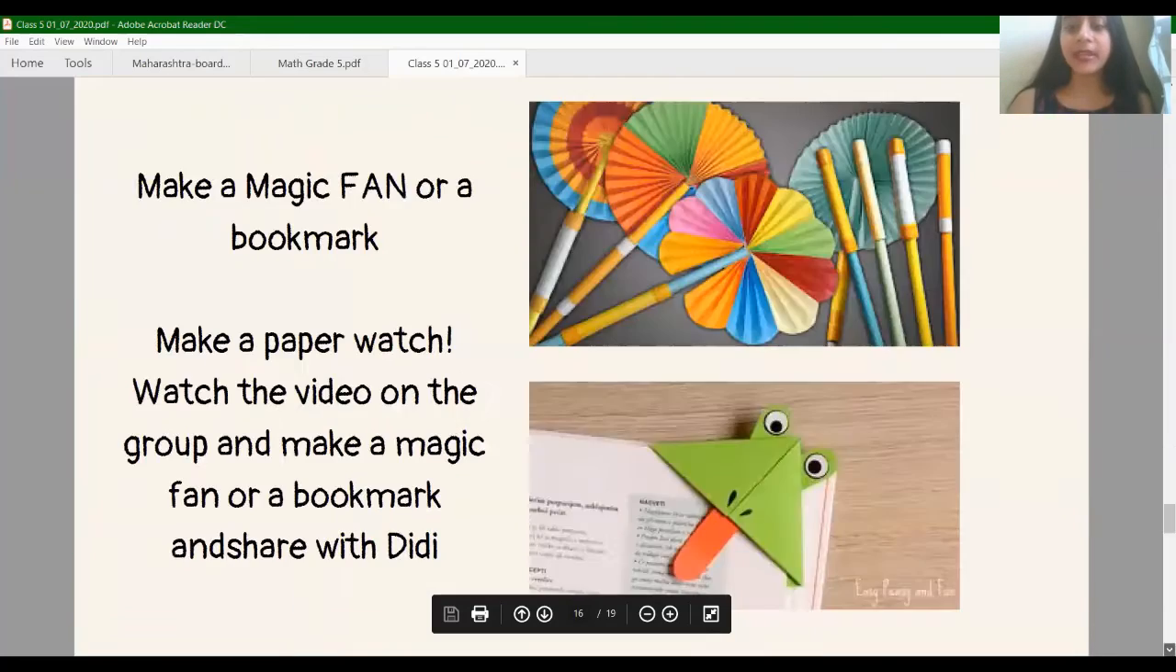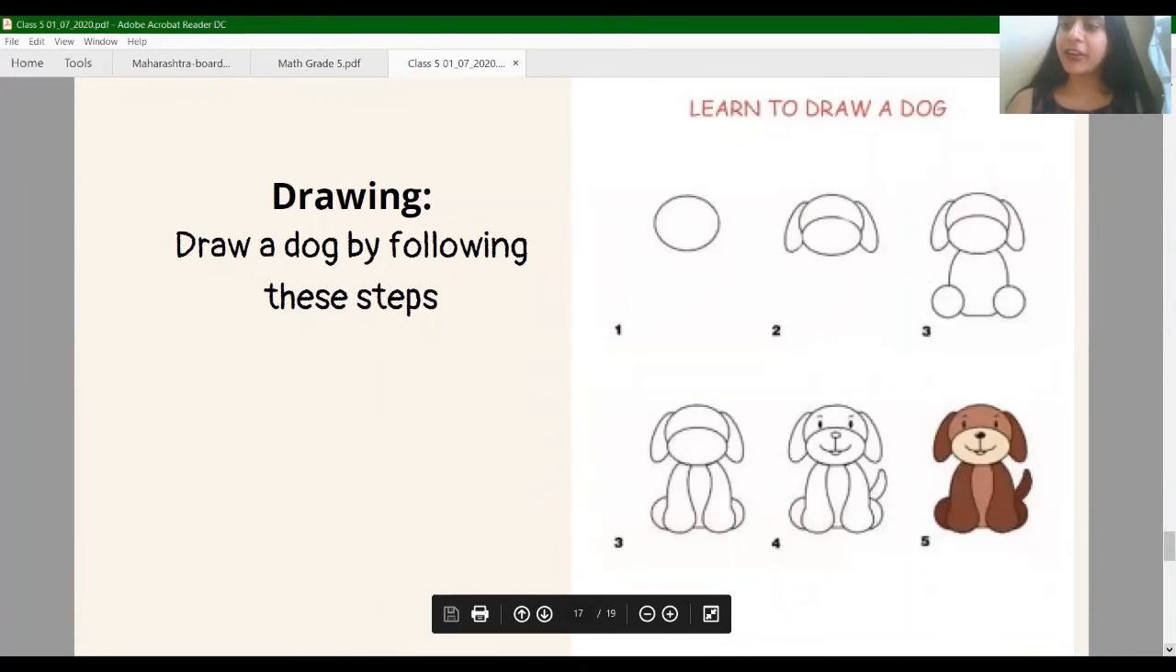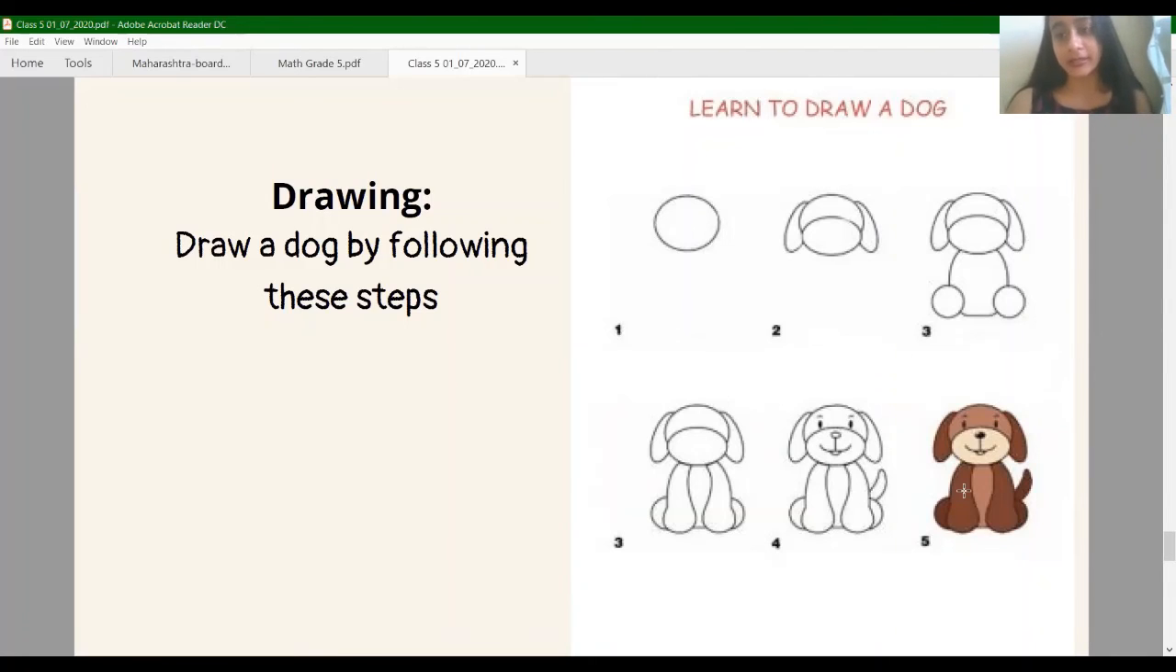And finally we have a drawing. Learn how to draw a dog, because today in morning meeting we learned about pets. So we will try and draw a dog. Follow these steps and that will be all.